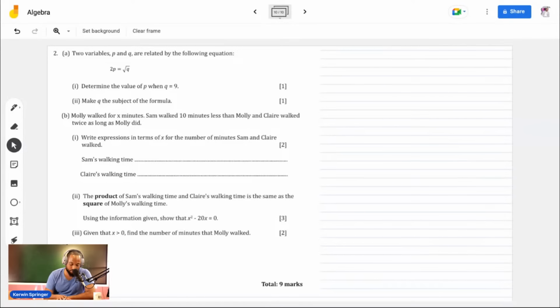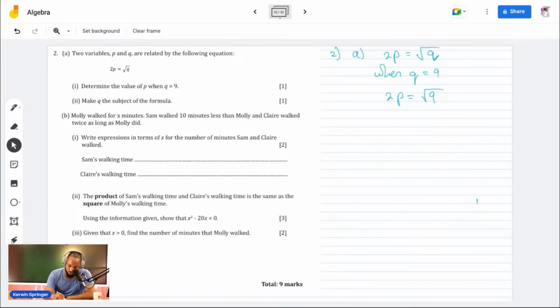So 2p is equal to the square root of q. Determine the value of p when q is equal to 9. Oh, easy thing, right, easy thing. It was so easy, it kind of fazed me out there. But 2p is equal to the square root of 9 when q is equal to 9. 2p, that's not the right p. 2p is equal to the square root of 9. Why my q and my p looking the same way?